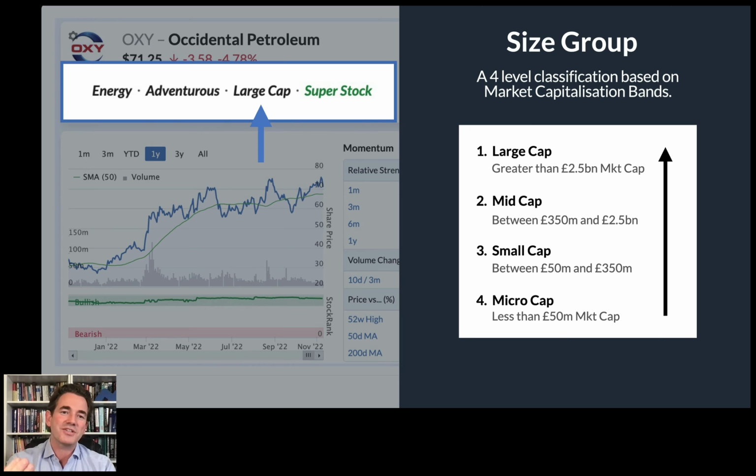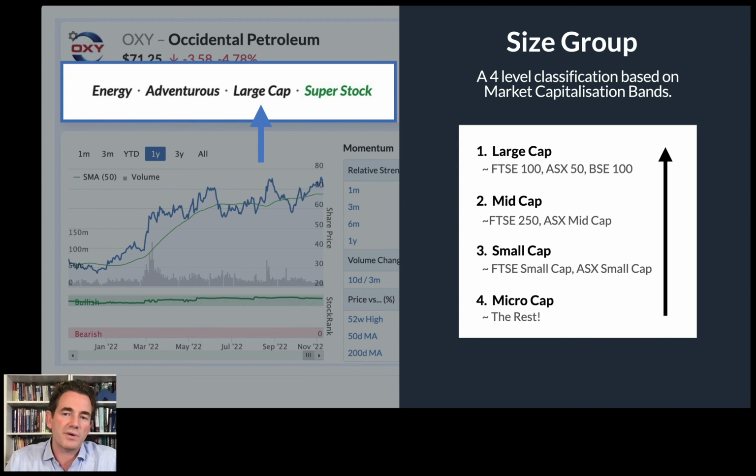So anyway, we've got the size groups here: large caps, mid caps, small caps, micro caps. Large caps is kind of equivalent to FTSE 100, above 2.5 billion, and in Australia it would be more like the ASX 50 in size. Mid caps are FTSE 250. Really, you're talking about 350 million to 2.5 billion, and small caps under 350 million, and micro caps under 50 million market cap.